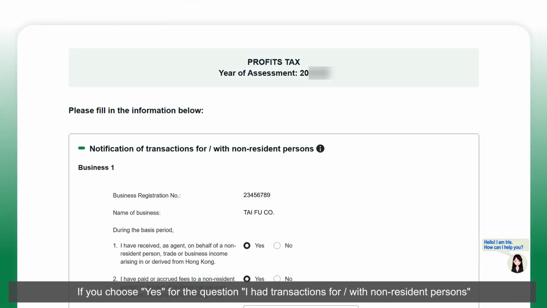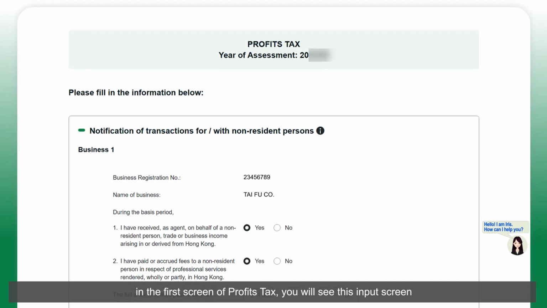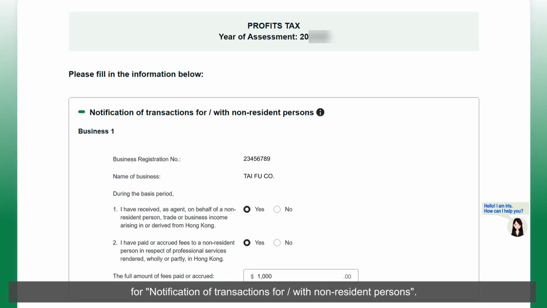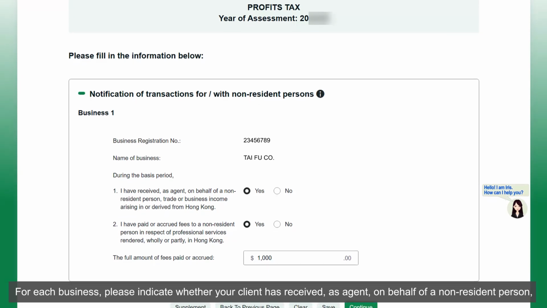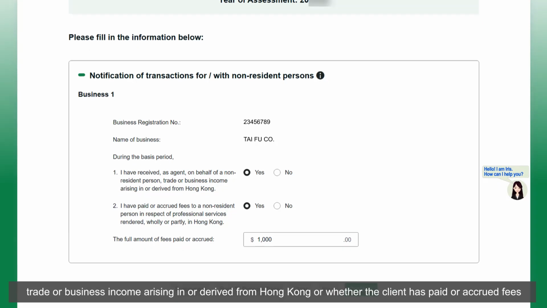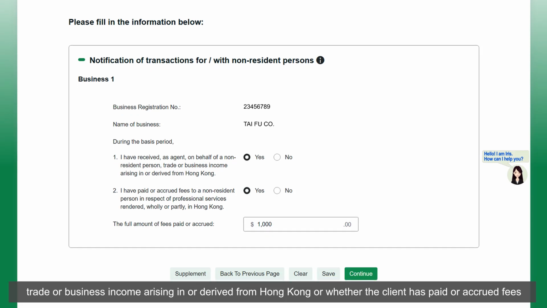If you choose Yes for the question "I had transactions for or with non-resident persons" in the first screen of profits tax, you will see this input screen for notification of transactions for or with non-resident persons. For each business, please indicate whether your client has received as agent, on behalf of a non-resident person, trade or business income arising in or derived from Hong Kong, or whether the client has paid or accrued fees to a non-resident person in respect of professional services rendered, wholly or partly, in Hong Kong. Please also input the full amount of fees paid or accrued.